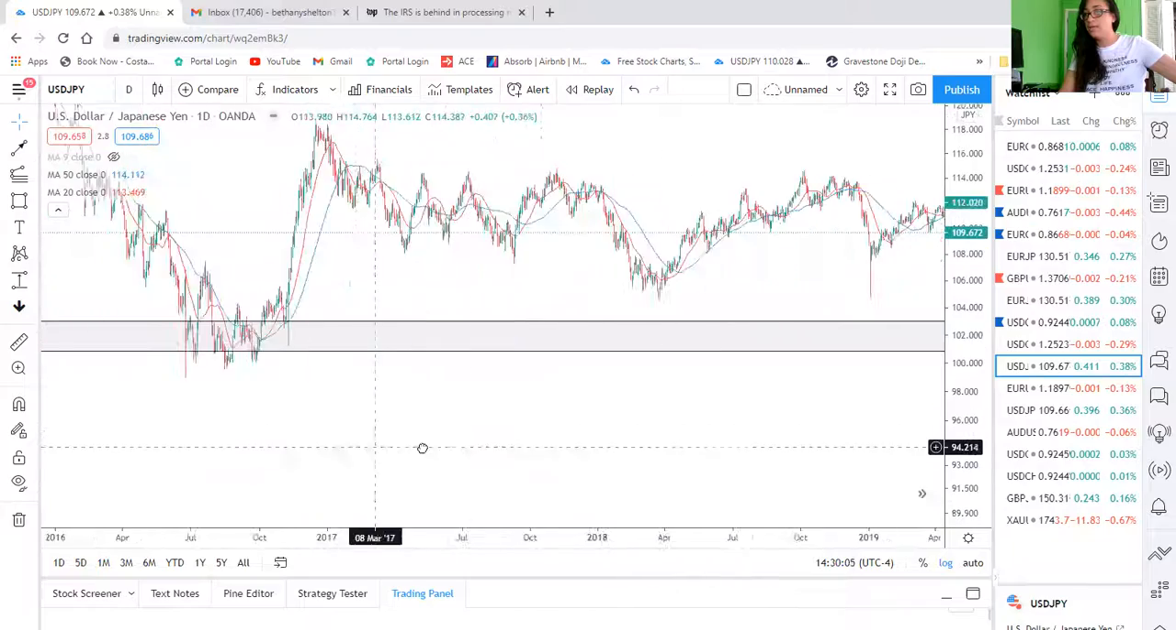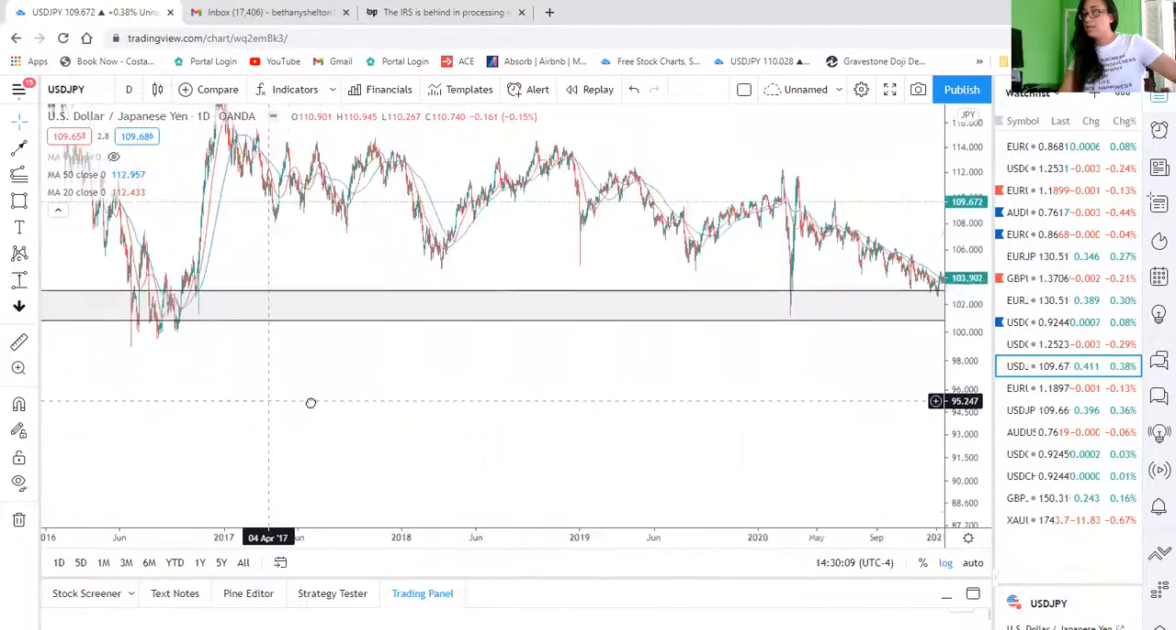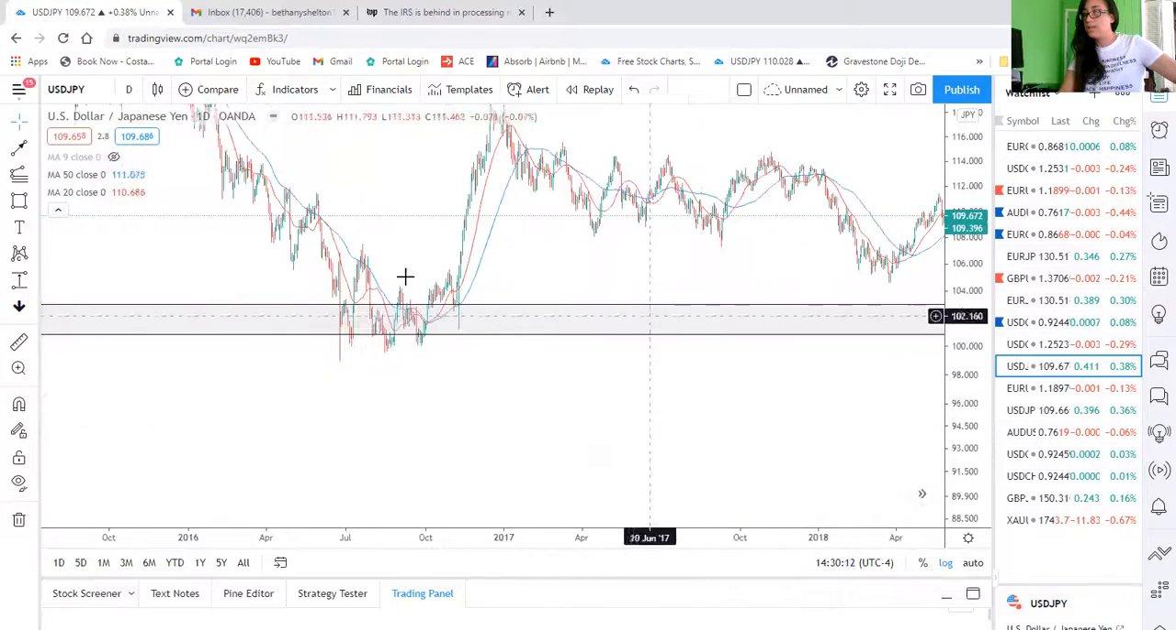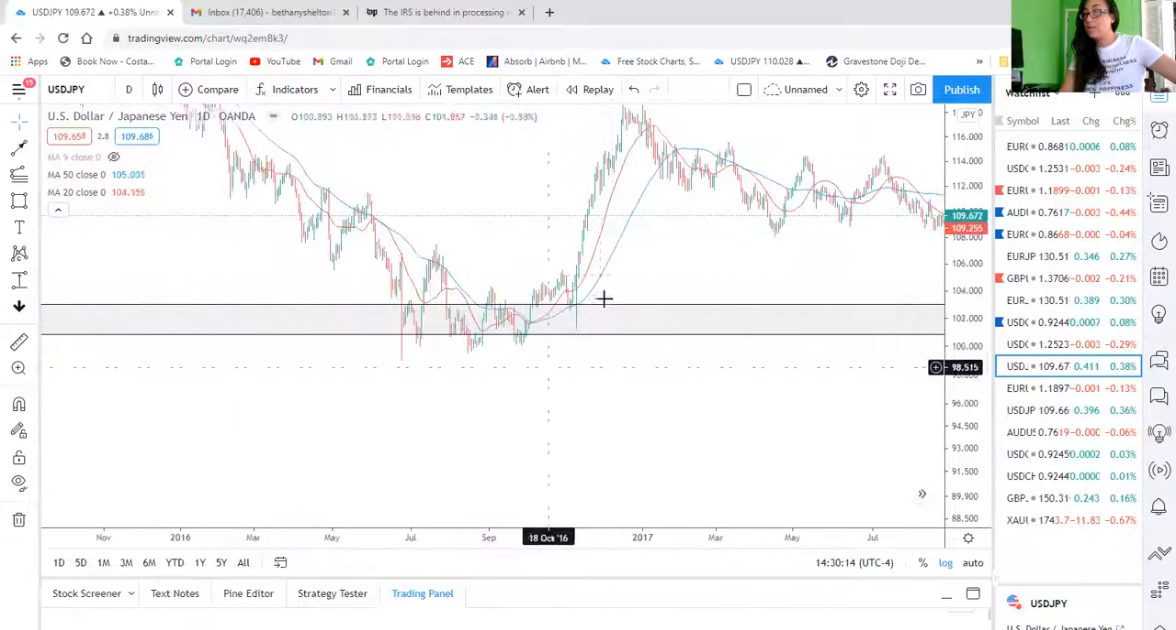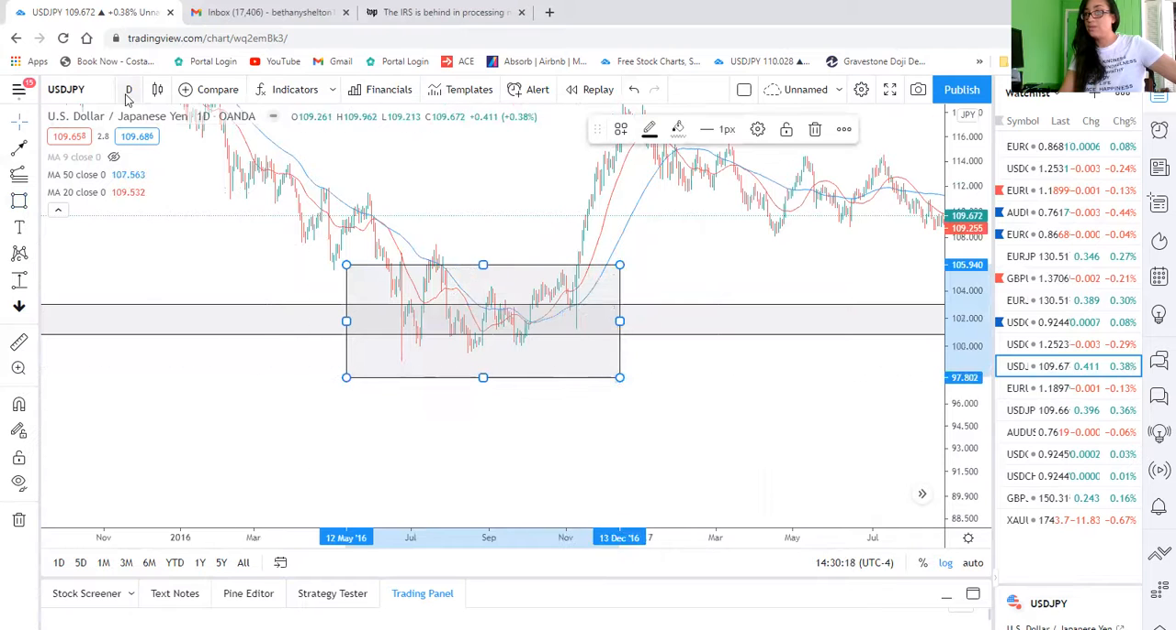But did it give us, so we're on the day chart. So let's take a look at this. See, this is going to look real sloppy on the lower time frame. It's going to be a lot of indecision. Let's go down to a 4-hour.